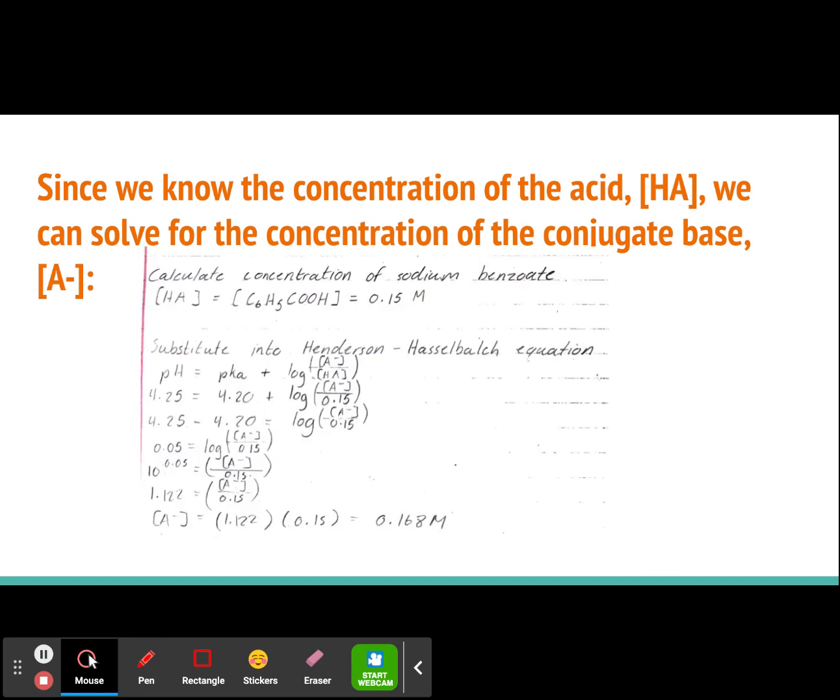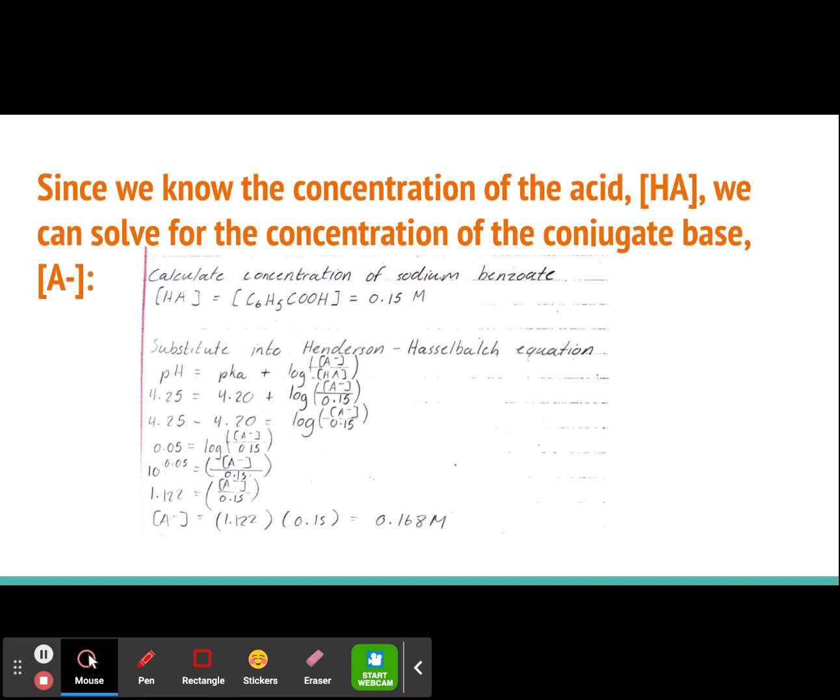Since we know the concentration of the acid, which is 0.15 molar, we can solve for the concentration of the conjugate base. We do this by substituting the concentration of the acid into the Henderson-Hasselbalch equation, as well as the pKa value that we just found. So pH equals pKa plus log of the concentration of the conjugate base over the concentration of the acid. 4.25 equals 4.20 plus log of the concentration of the conjugate base over the concentration of the acid.